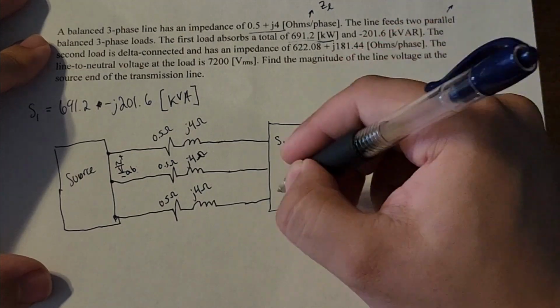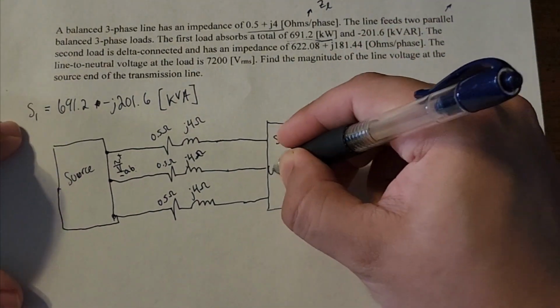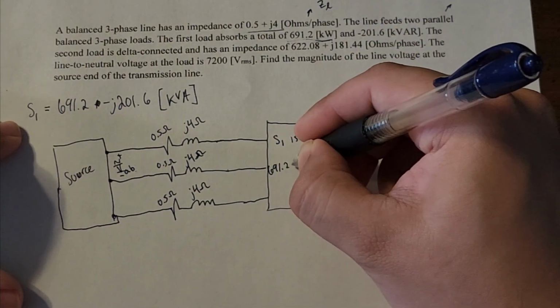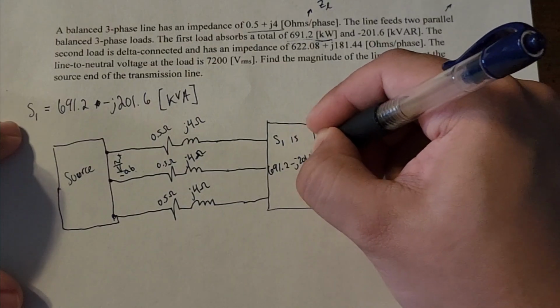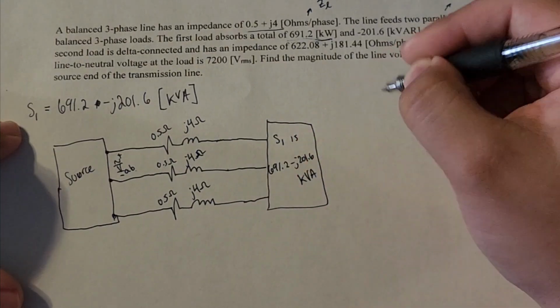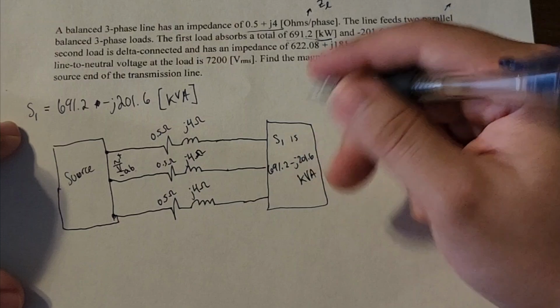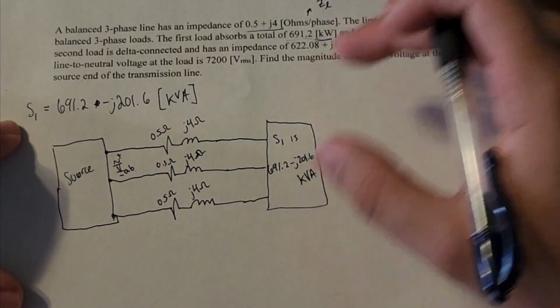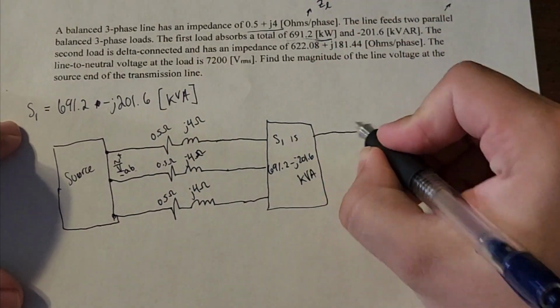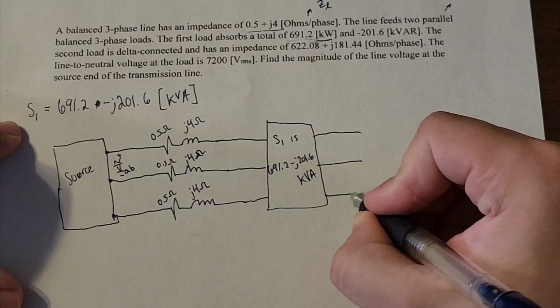And we'll say this is, what was it, 691.2 minus j201.6 kVA. I'm only going to draw this here because we don't have the components. We don't need to solve for them in this case. But we know it's also in parallel, so we need to redraw here these three transmission lines.